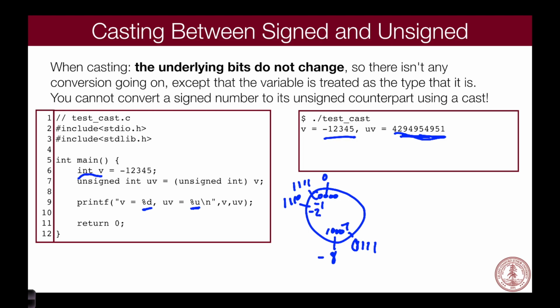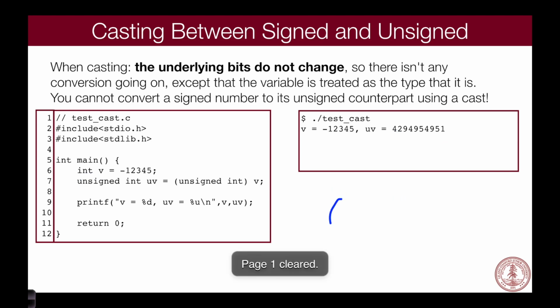What is our -12345 in integer form? Well, first of all, it's a 32-bit circle, which we can't really draw very easily. So let me just draw it like this. The -12345 is somewhere up here. Why is it way up here? It's way up here because down here is like -2 billion. So how many ones are going to be in the number? A ton of ones are going to be in the number, way up here.